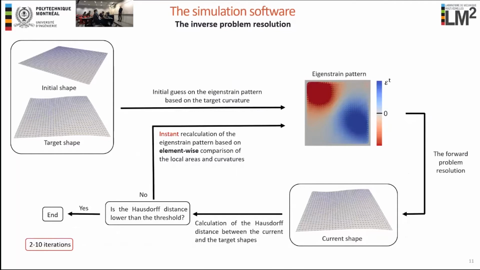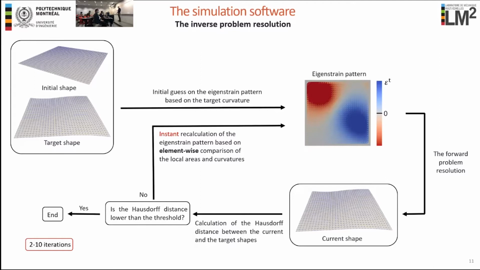Next, talking about the inverse problem solver, which was one of our main objectives in this project. So the input for this problem is the initial shape of the component and the target shape that we want to achieve. And our algorithm for resolution of this problem is iterative. So first of all, it makes an initial guess on the eigenstrain pattern based on the target local curvatures that are present in the target shape. Then it solves the forward problem and computes what we call a current shape.